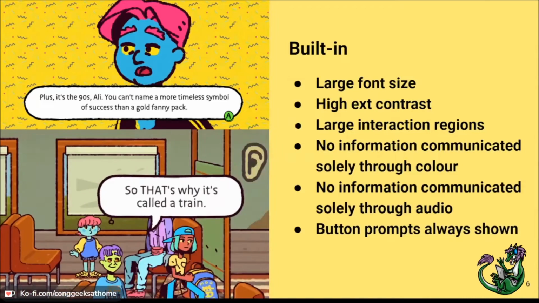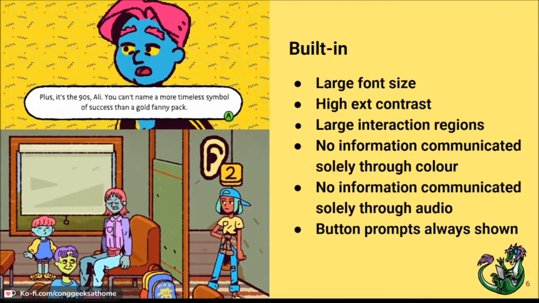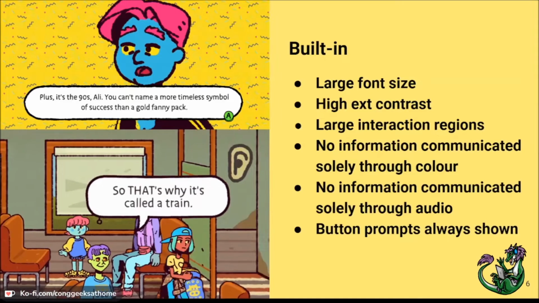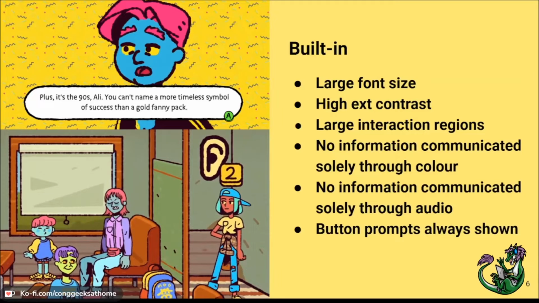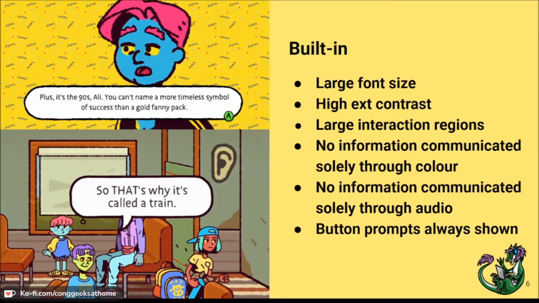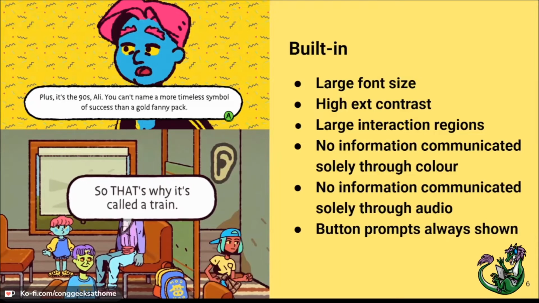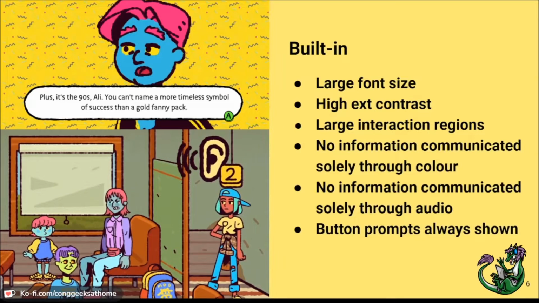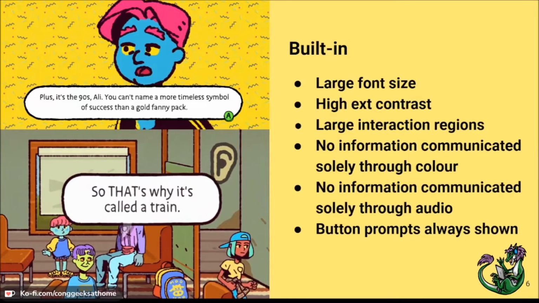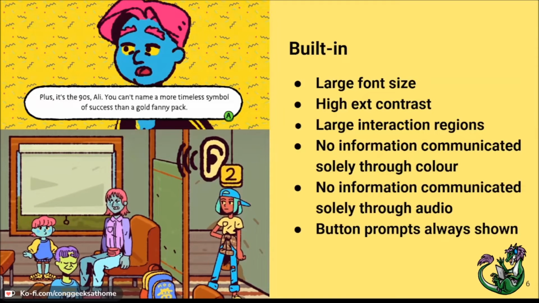Information is usually communicated through multiple channels like icons, color, and movement, as opposed to color alone. We don't have voice acting, but also none of the audio in the game is required to hear to play, although it is used to enhance the experience. And we always show what buttons need to be used for different actions in the UI so that players don't need to remember that information.